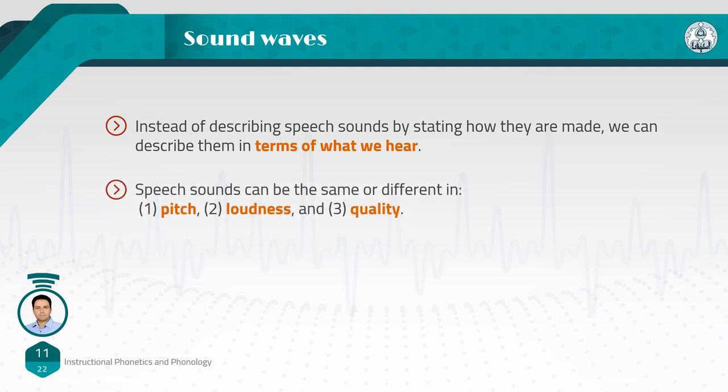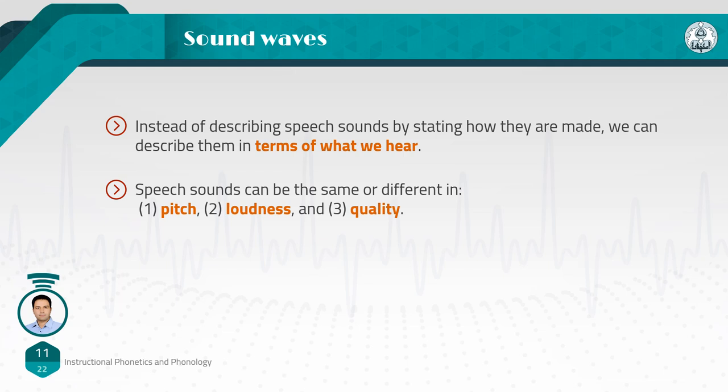Speech sounds, like other sounds, can differ from one another in three ways. They can be the same or different in pitch, loudness, and quality. Therefore, two vowel sounds may have exactly the same pitch in the sense that they are said on the same note on the musical scale, and they may have the same loudness, yet still they may differ in that one might be the vowel in bad and the other might be the vowel in but. So here the pitch is the same, the loudness is the same, but the quality is different.